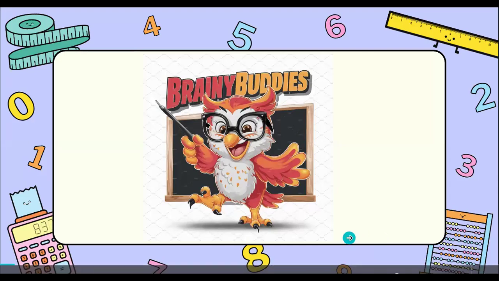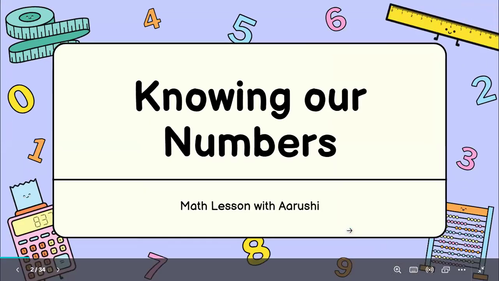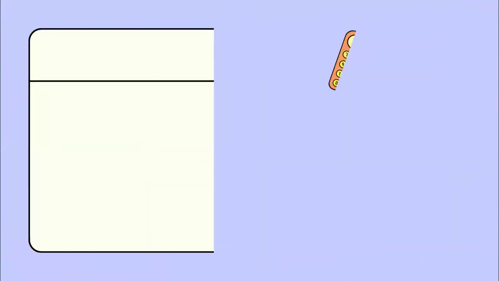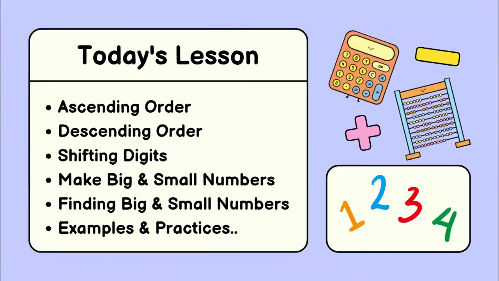Doing well, because today we are going to embark on a math lesson, knowing our numbers. Let's see the contents for today's lesson. First, we are going to learn about ascending order and descending order, shifting digits, making big and small numbers, finding big and small numbers, and we are going to do examples and practices.